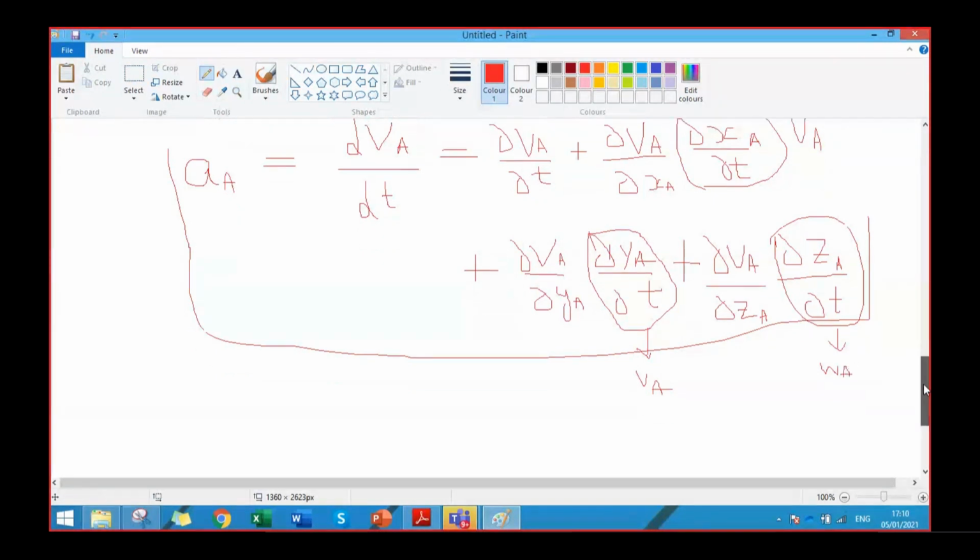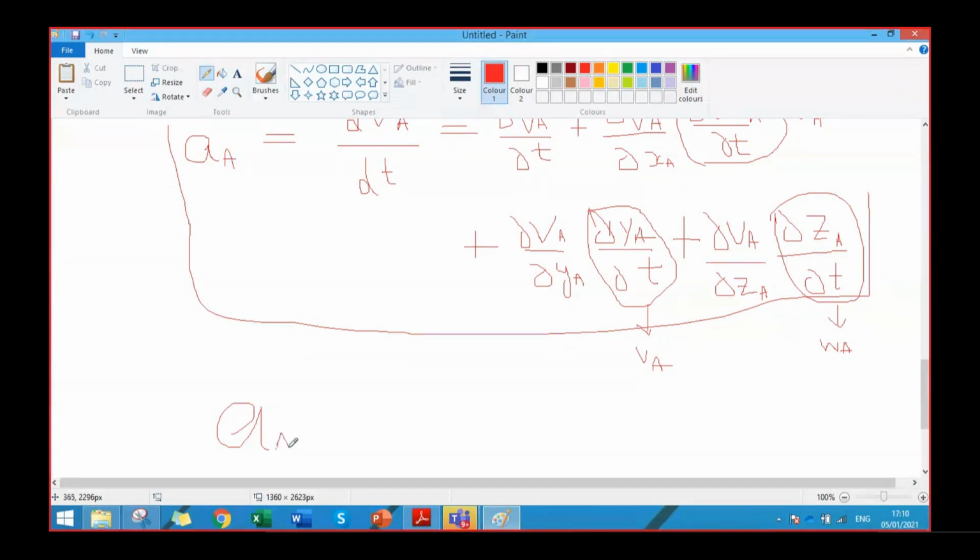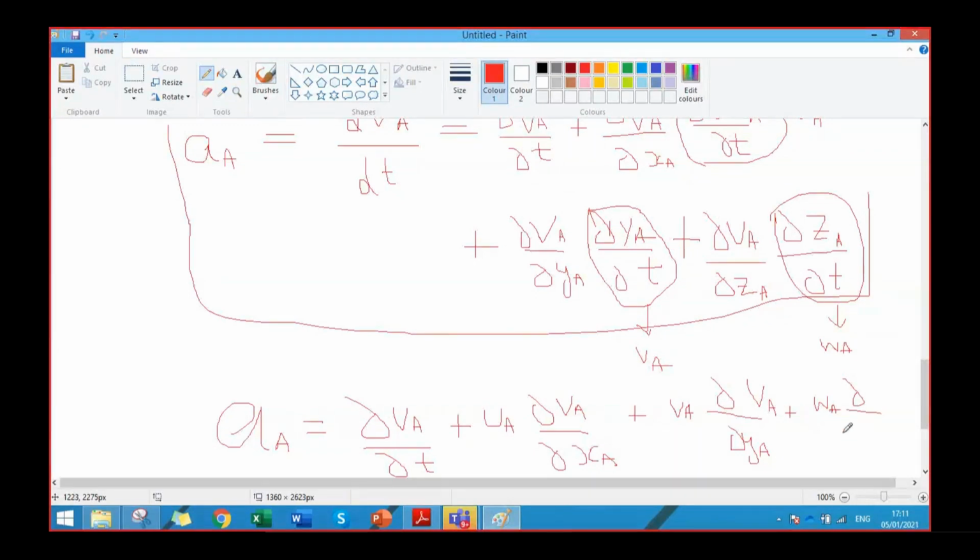So acceleration is basically partial V, the whole velocity field, its derivative with respect to time T, plus U, the I component of the velocity, into the derivative of the whole velocity field V_A with respect to the spatial coordinate X_A, plus the velocity along the Y direction into the derivative with respect to Y of the whole field, plus W, the Z component, into the derivative along the Z direction of the whole velocity field. Clear?